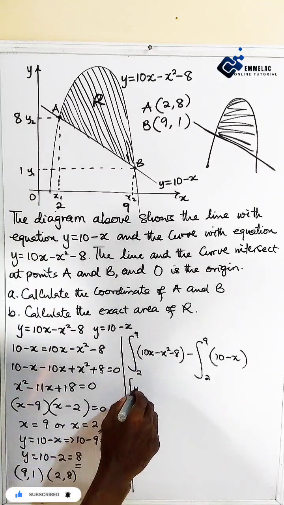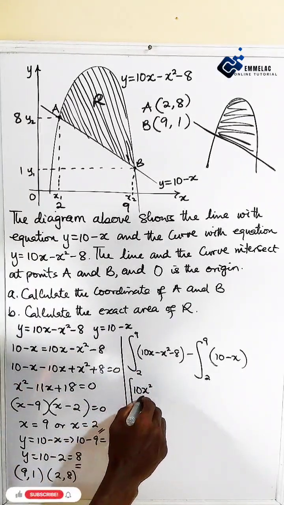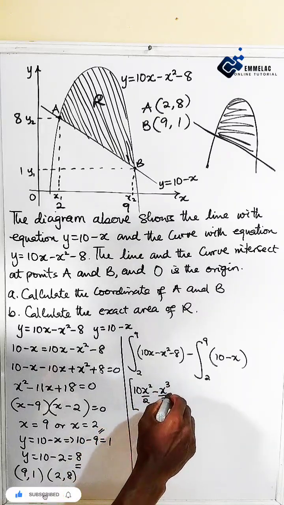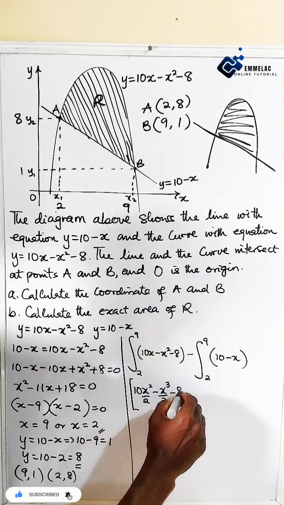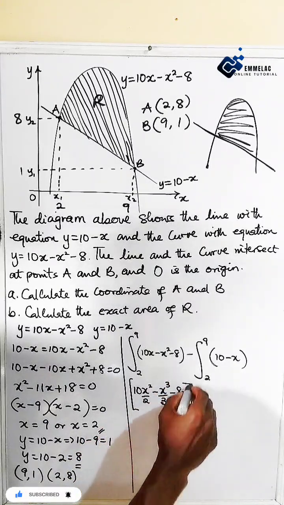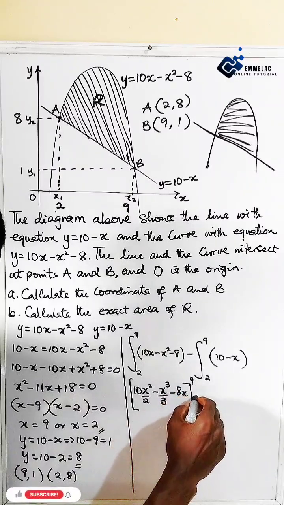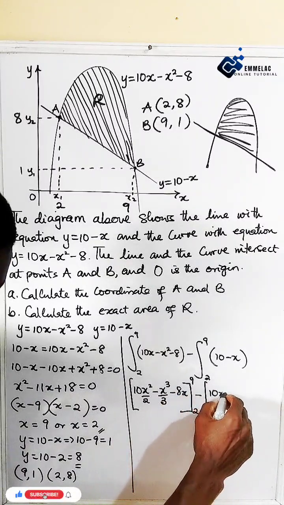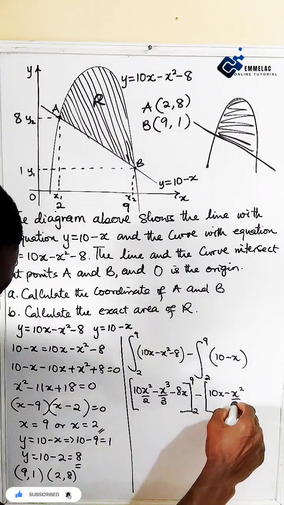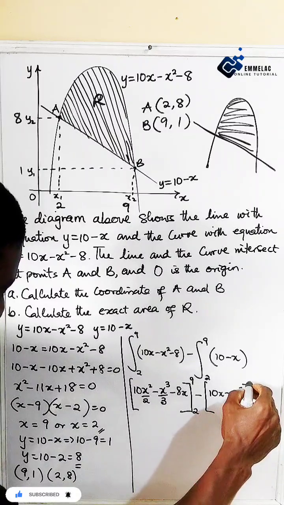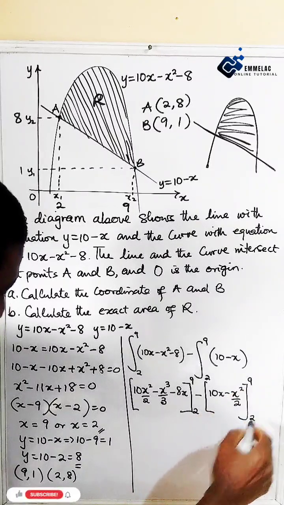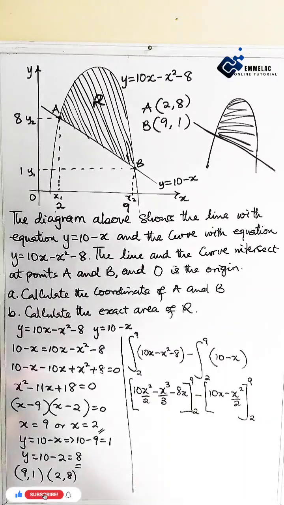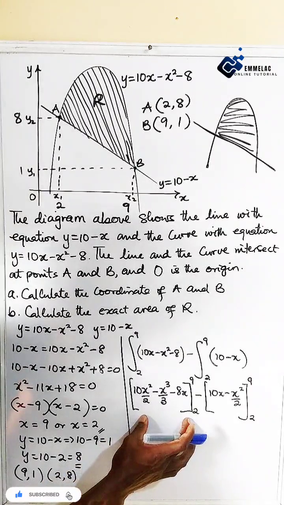this will give us 10 x raised to the power of 2 all over 2, then minus x raised to the power of 3 all over 3, then minus 8x. Okay, then here you have 9 and 2, then minus, this one will give us 10x, then minus x raised to the power of 2 all over 2. Then here you have 9 and 2. Okay, all right, so let's solve this part.